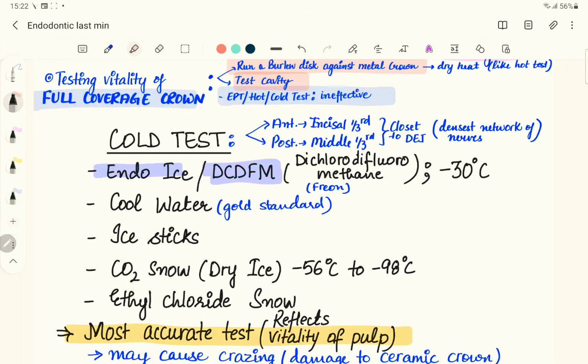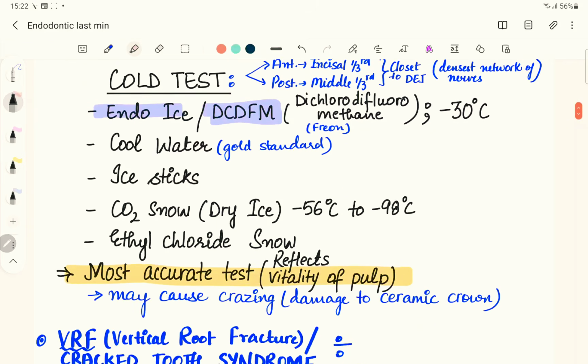For posterior, we use the middle 1/3 because it is closest to the dentinoenamel junction, where we have the dentinal network of the nerves. So the endo ice, which is composed of difluoromethane, uses the temperature of minus 30 degrees Celsius, while dry ice uses the temperature of minus 56 to minus 98 degrees Celsius. Now, the most accurate among all the traditional vitality tests of the pulp is the cold test, but the best is pulse oximeter and the laser Doppler flowmetry.